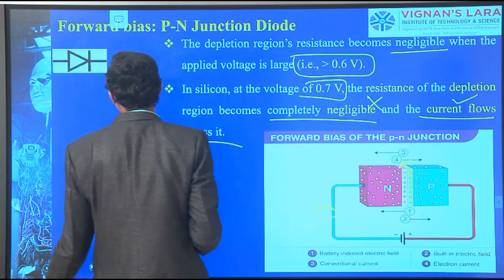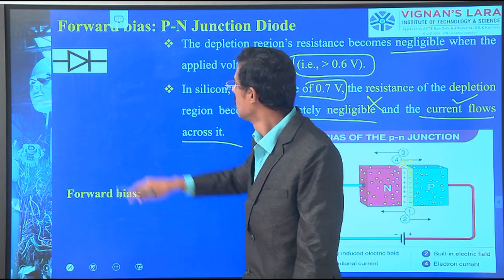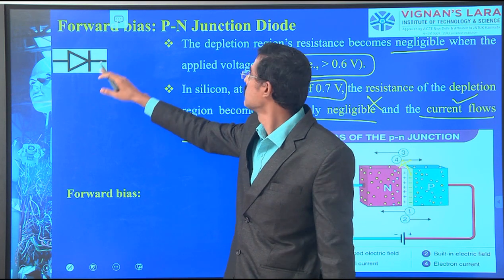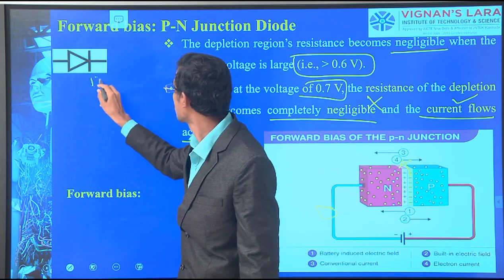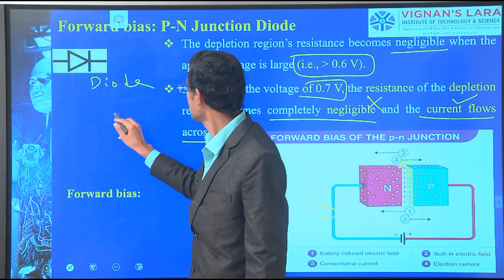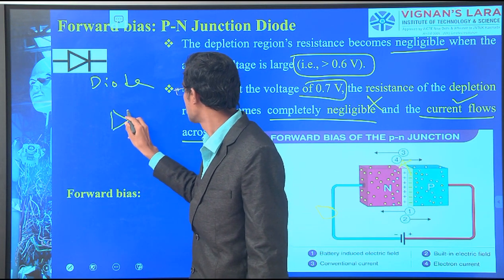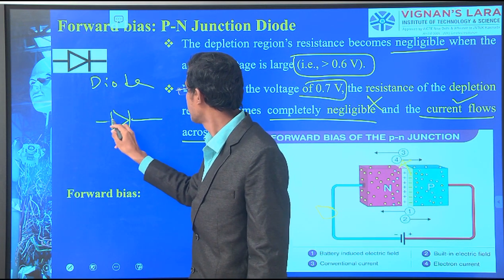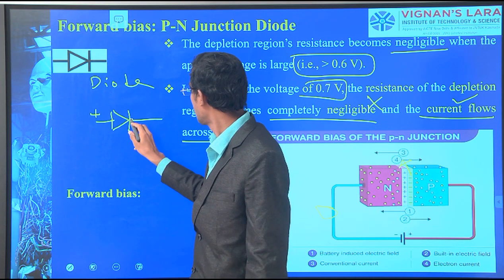So this is an example of the symbol of a PN junction. We name this a diode. Okay, the symbol will be like this. It means this is positive and this is negative.